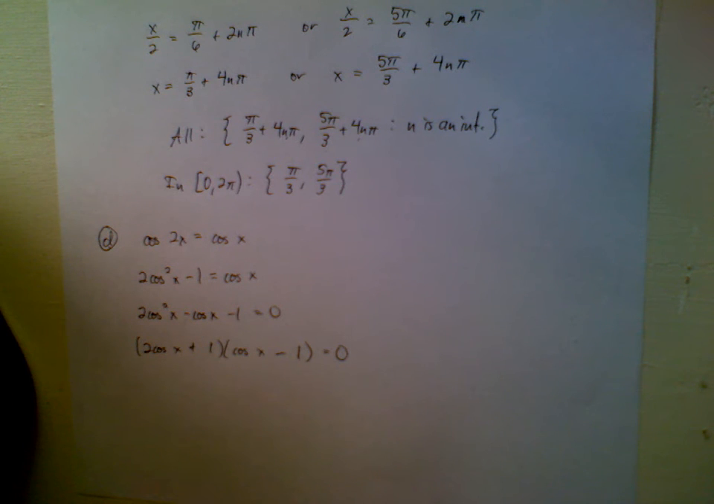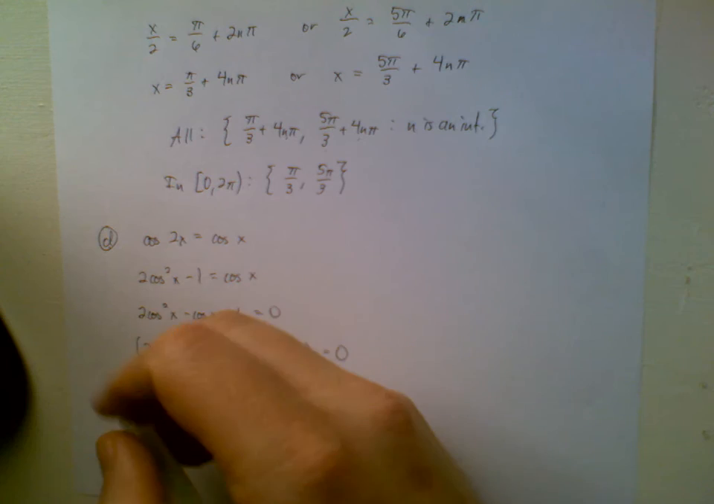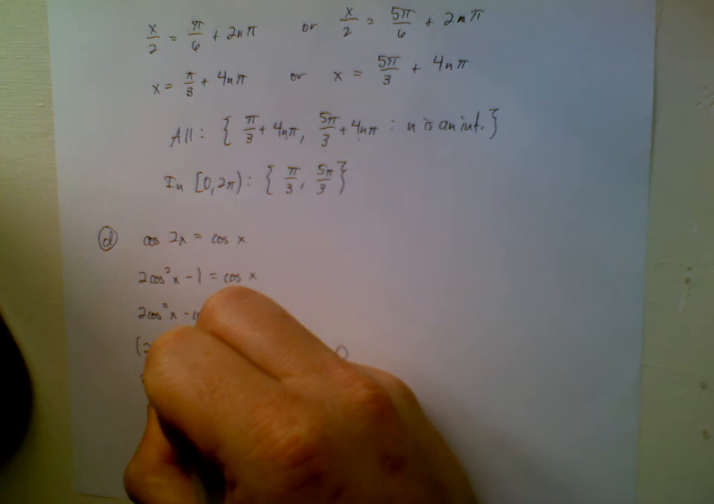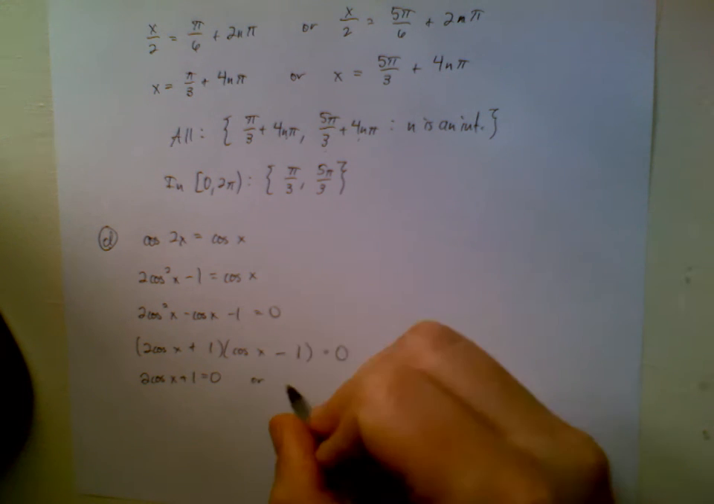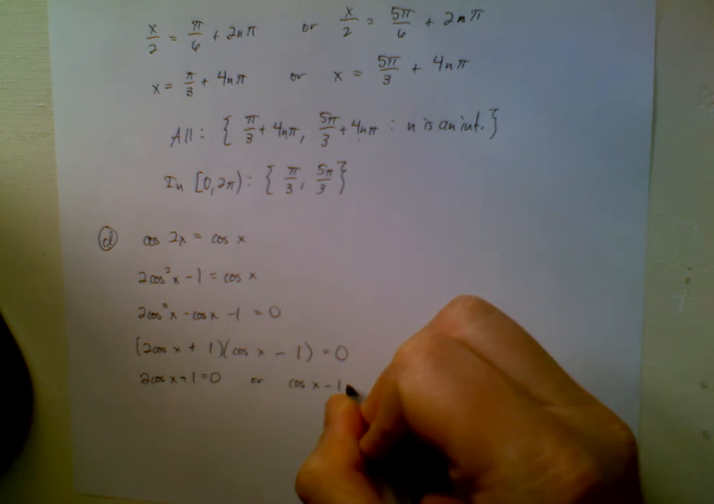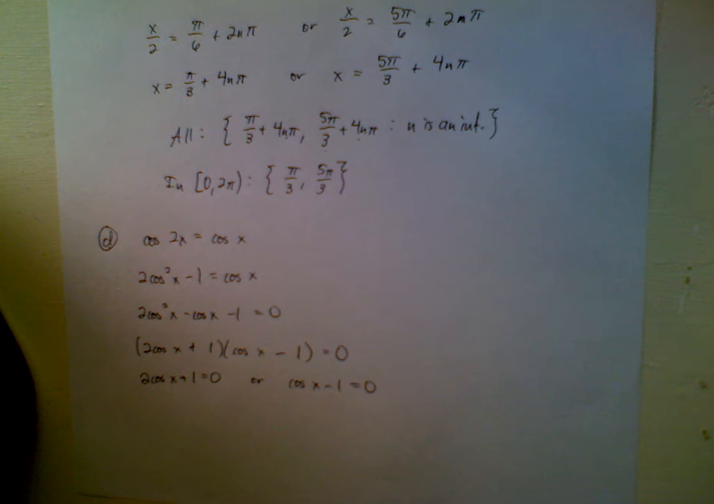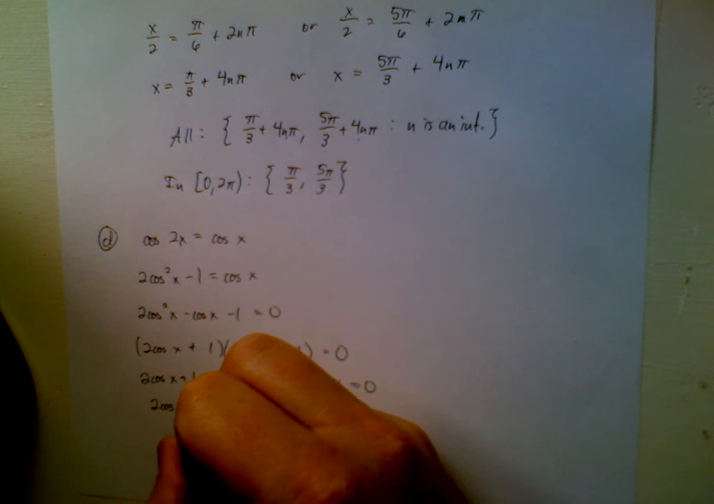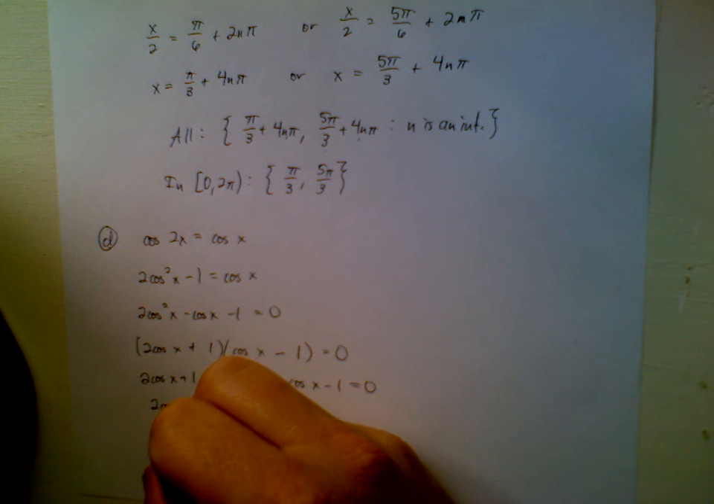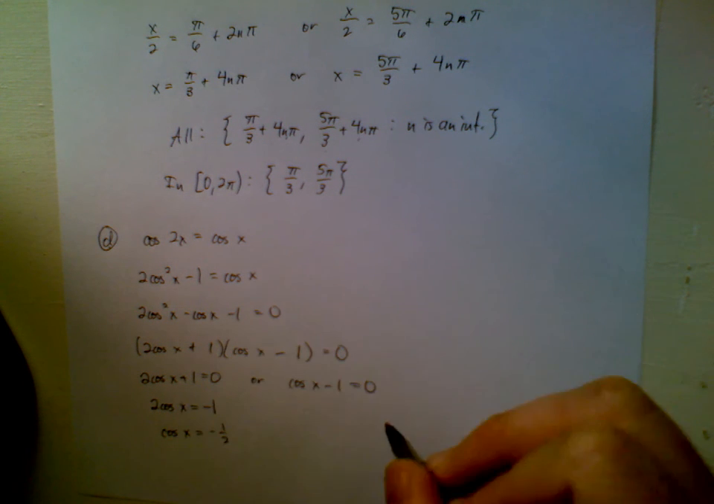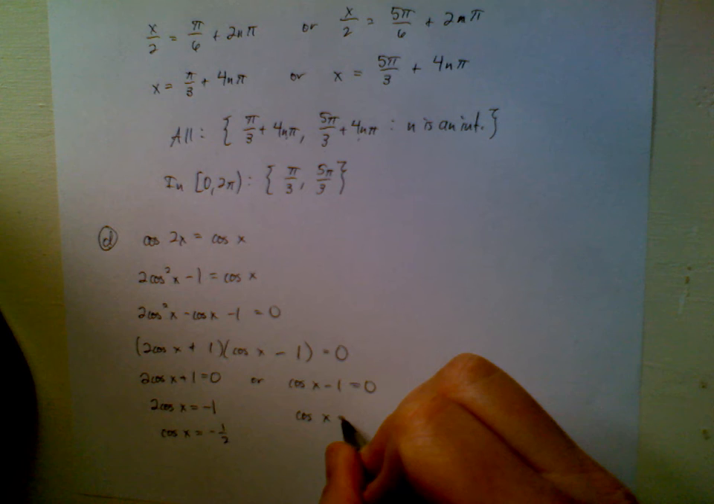Okay, now we apply the zero product property. If this times that equals 0, then either this is 0 or that is 0, right? The only way to get a product equal to 0 is if one of the factors is 0. So we say 2 cosine x plus 1 equals 0, or cosine x minus 1 equals 0. Here we get 2 cosine x equals -1, so cosine x is -1/2. Here we get cosine x equals 1.